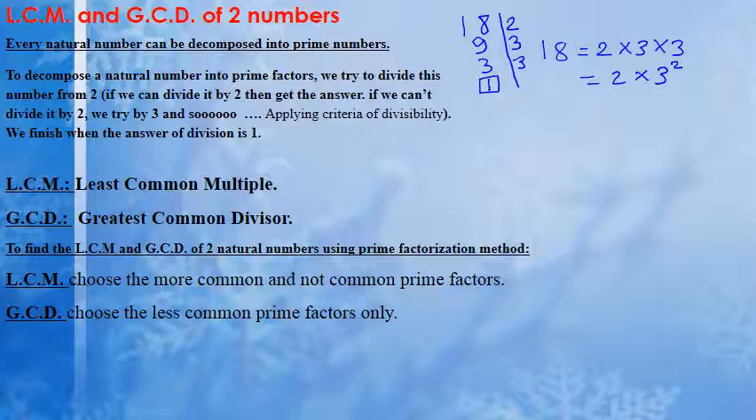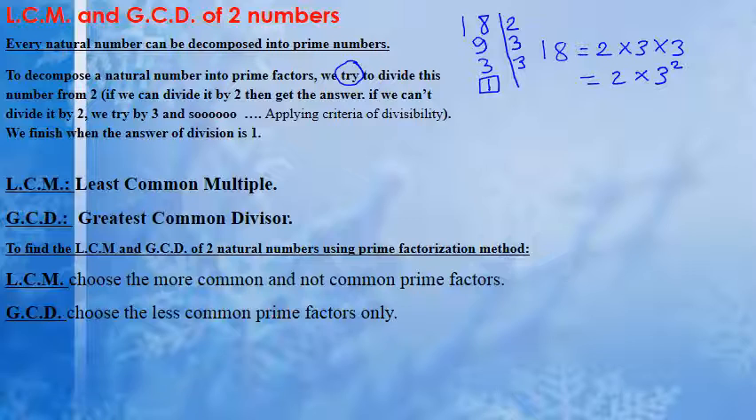So to decompose a natural number into prime factors, we try to divide this number starting from 2. If we can divide it by 2, we divide it. If we can't, we try by 3, applying here the criteria of divisibility. As we said, the division finishes when the answer is 1.